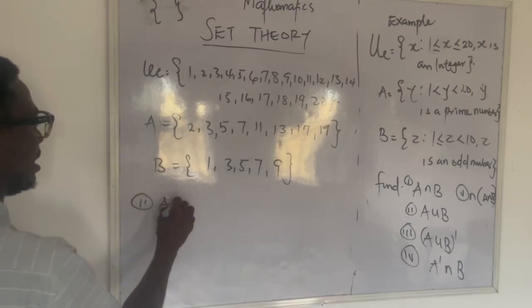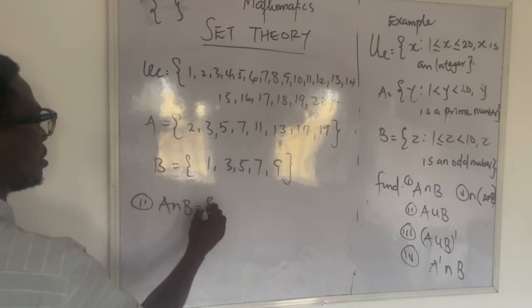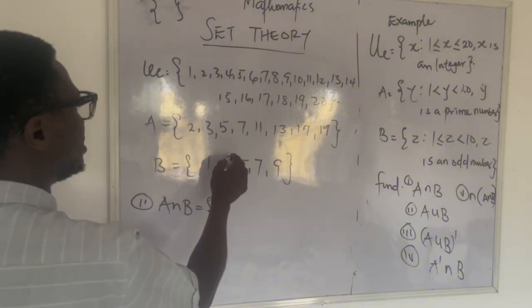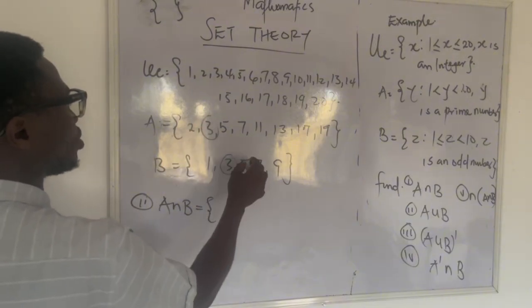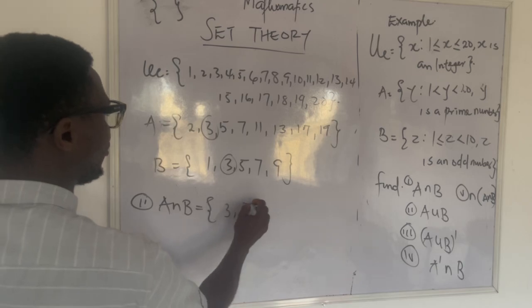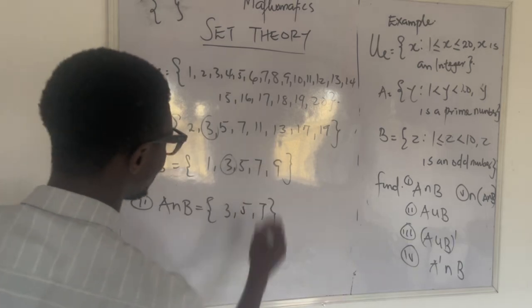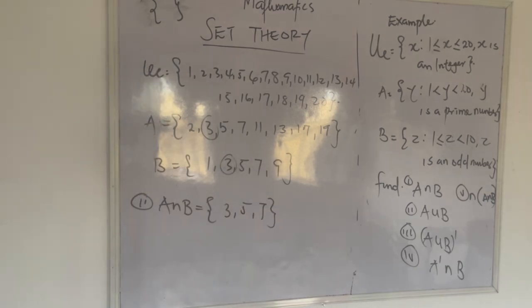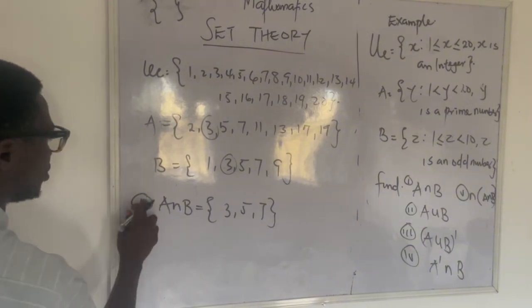Now, the first question says we should find A intersection B. What is common in A and is also common in B? So that's what? 3, 5, 7. That solves it. Now 3, 5, 7. That solves it.